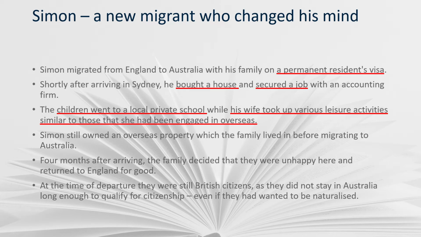Although Simon and his family were in Australia for only 4 months, they are considered Australian residents for tax purpose. Their intention of residing permanently in Australia was obvious through their action of obtaining a permanent residency visa, Simon getting a job, the children going to school, his wife engaging in activities that were similar to previous ones, and their purchasing a home and treating it as such.